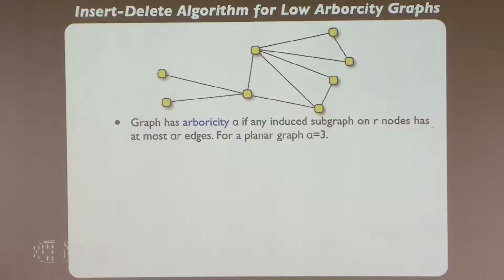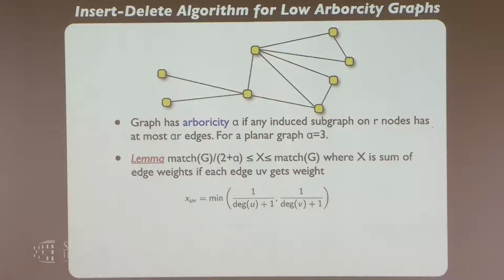One nice thing about low arboricity graphs that we could show is there's a way to assign weights to the edges of a graph, where the weight assigned to edge UV is just a function of the degree of U and the degree of V. So I use this formula on the above graph, and I get these weights.